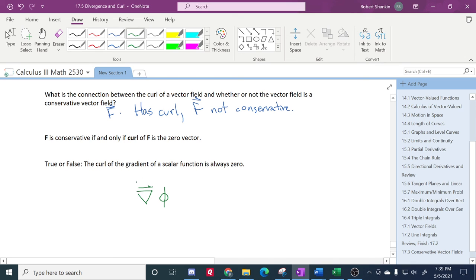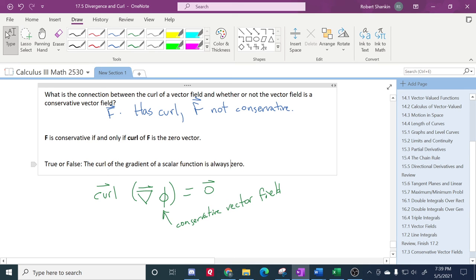And now, that's a conservative vector field. And now we take the curl of that, and yes, you're going to get, it is always, I should probably have put the zero vector.